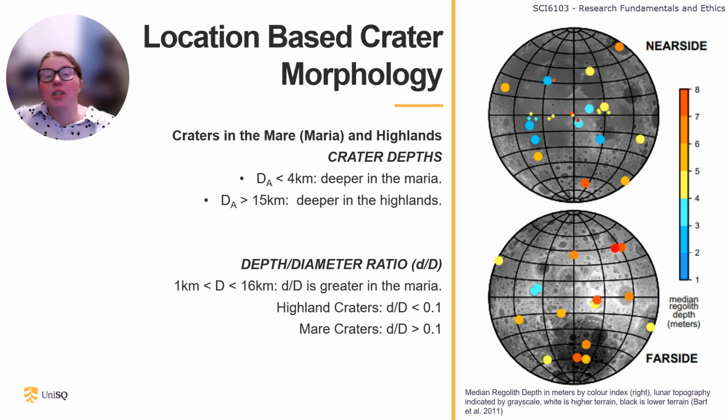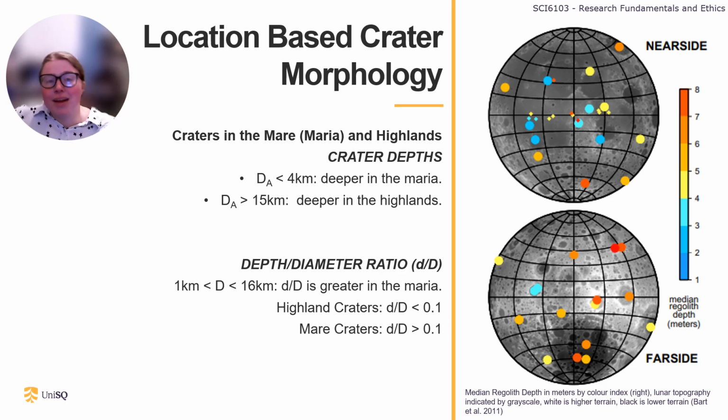Craters less than 4 kilometres wide are deeper in the Maria than in the highlands, but craters wider than 15 kilometres are deeper in the highlands than in the Maria. For craters with a diameter between 1 and 16 kilometres, the median depth-diameter ratio is greater for Mare craters than it is for highland craters.